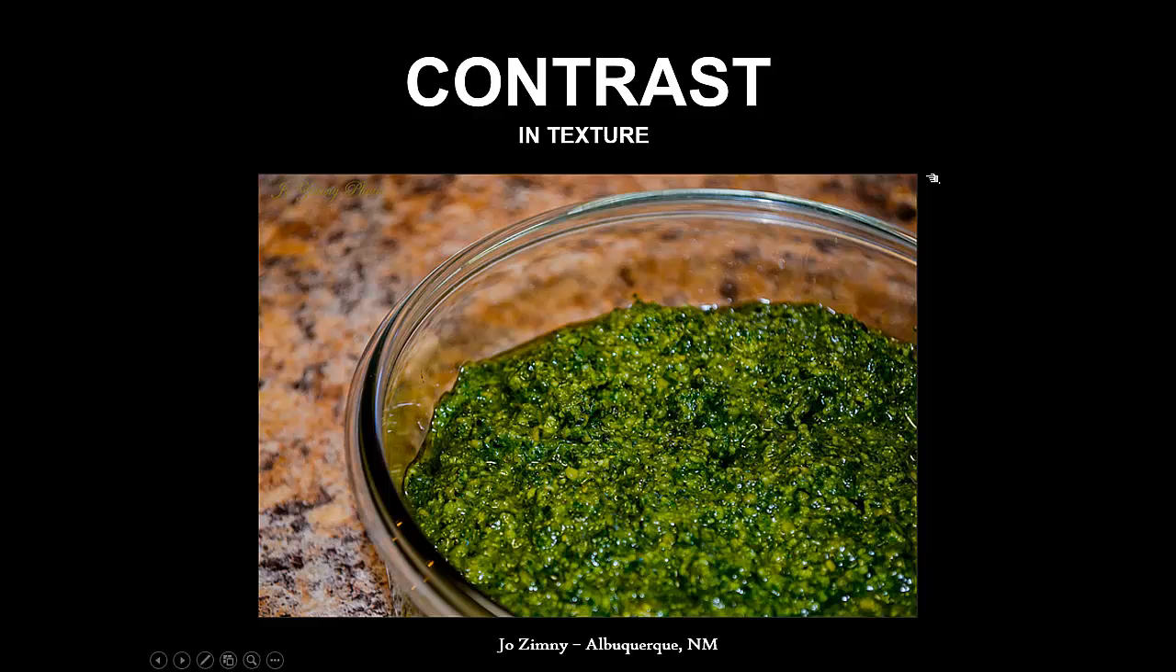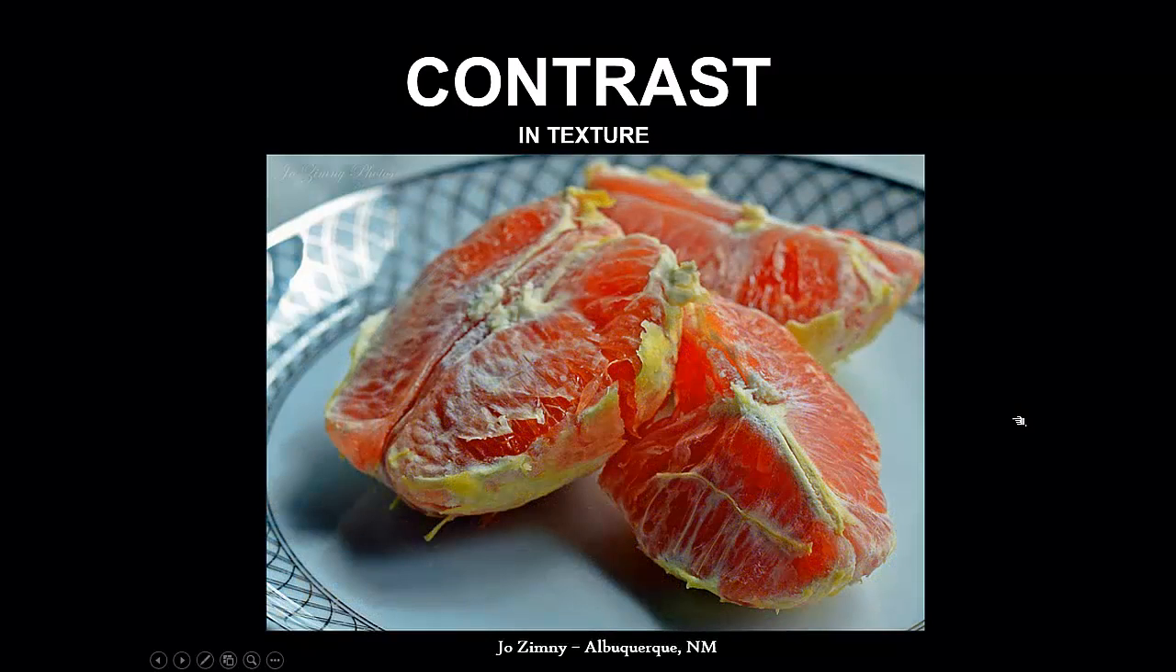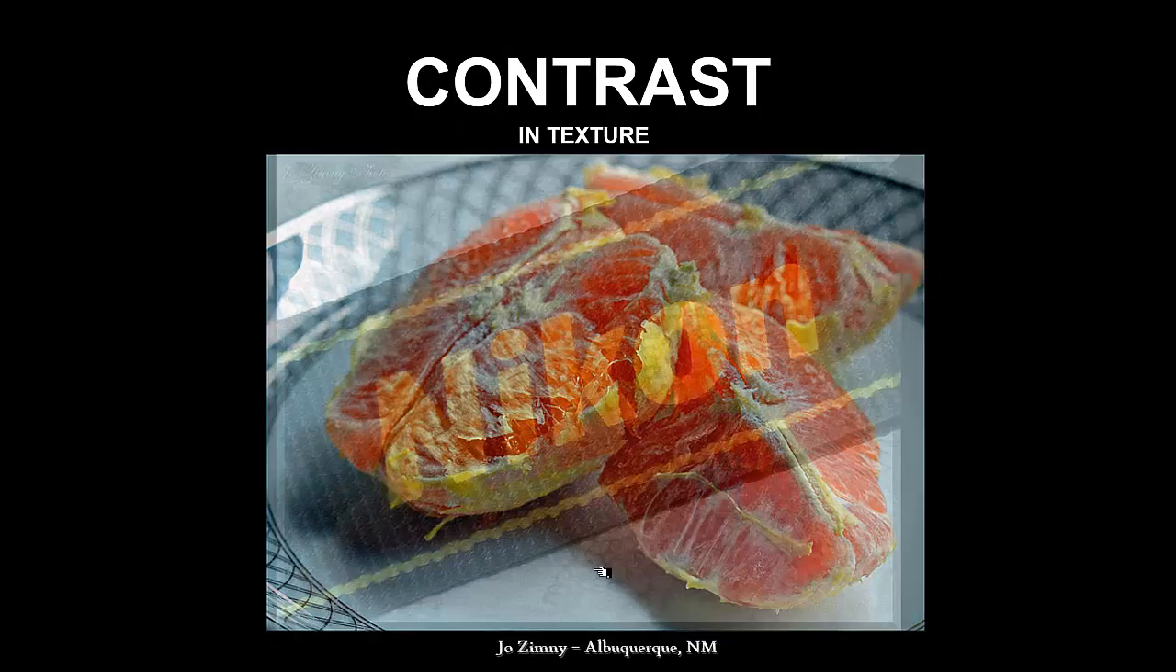And if we take a look at images, we have a contrast here. We have the pesto versus the smoothness of the glass, an out of focus background. So we do have some contrast and texture here, also color. And back to these oranges, we have the texture of the oranges versus the smooth texture of the plate. Also, the outline of the plate has this sort of crisscross pattern. So we have texture there as well.